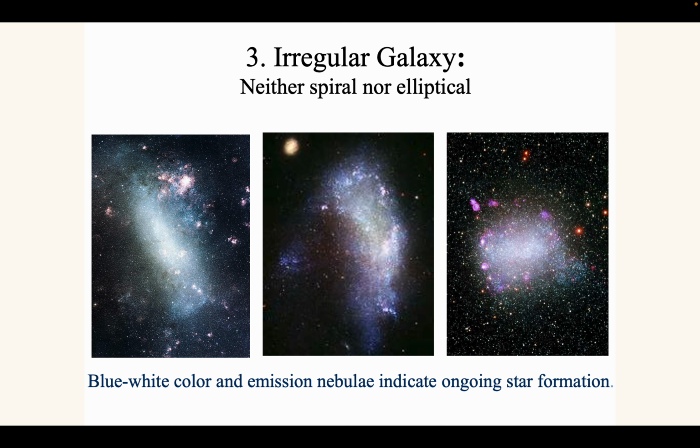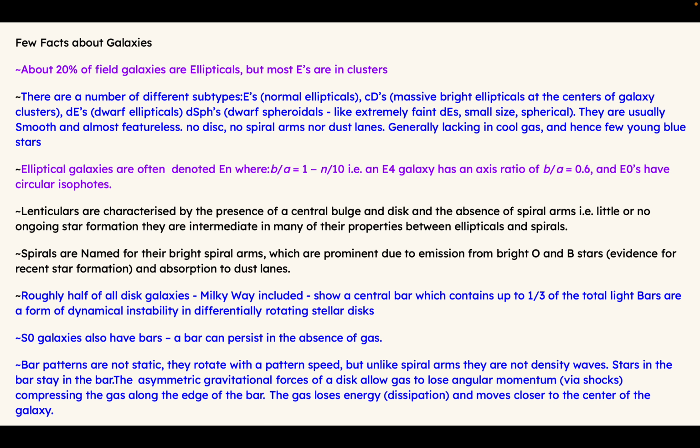The next type of galaxies are the irregular galaxies. These are neither spiral nor elliptical galaxies, but these galaxies are blue-white in color. Blue-white color suggests there must be young hot O and B type stars. So this galaxy is star forming, and ongoing star formation is present in these galaxies.